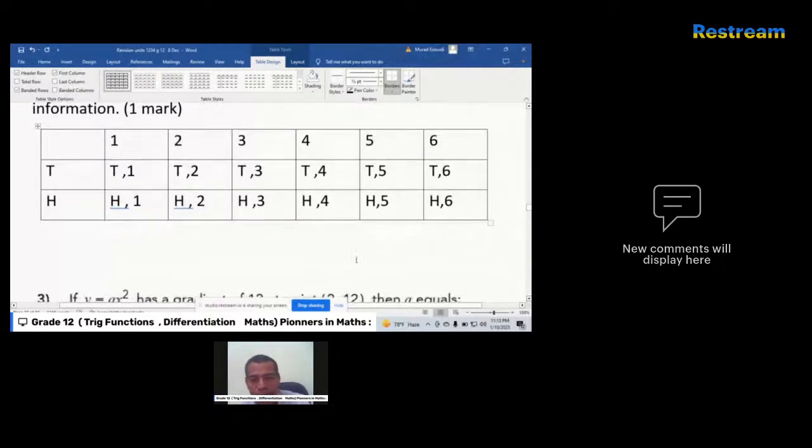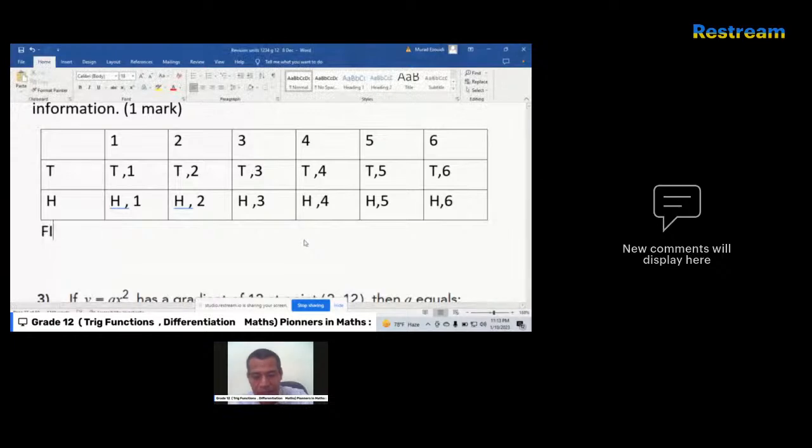If we suppose now, learners, the question is: find the probability P of X, for example, P of getting, let's say, an even number, and a head, for example, a head.